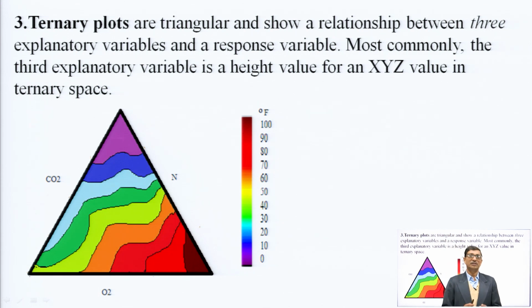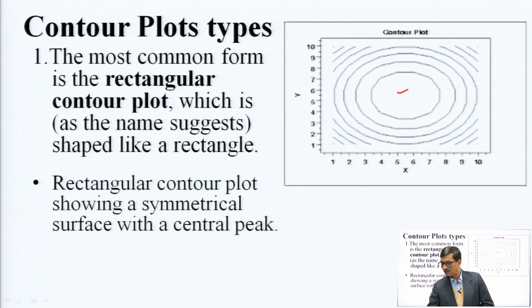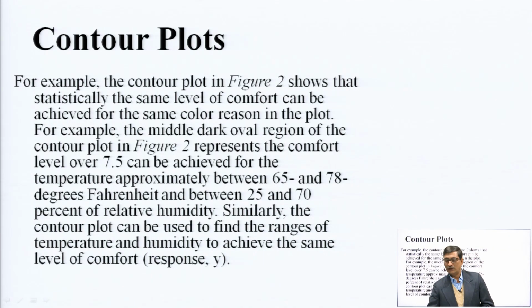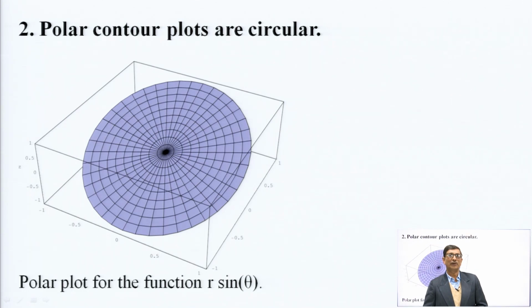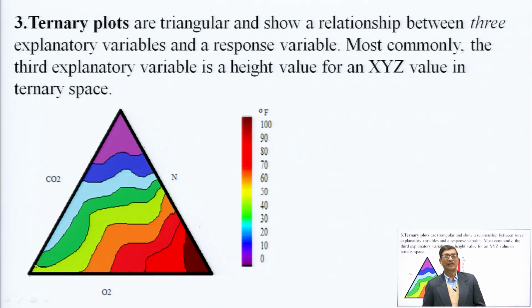First is the contour plot, then the contour plot types: the rectangular contour plot, then the polar contour plot and the ternary contour plot.